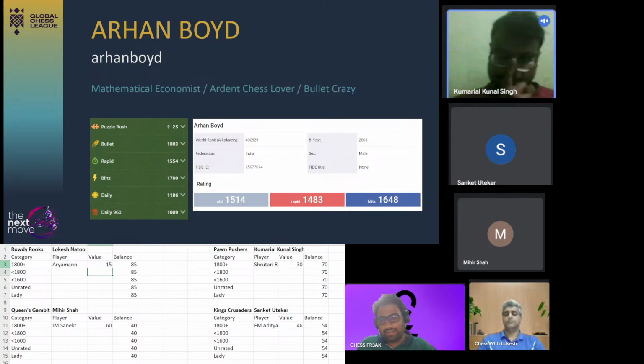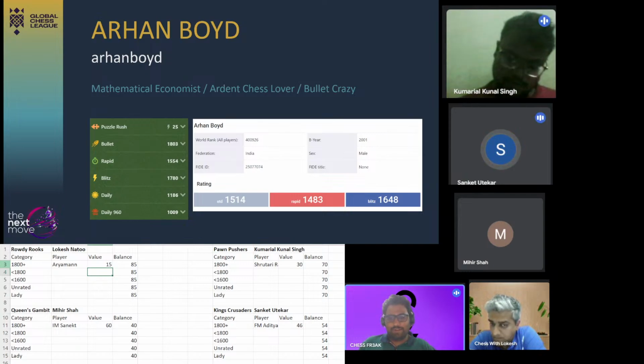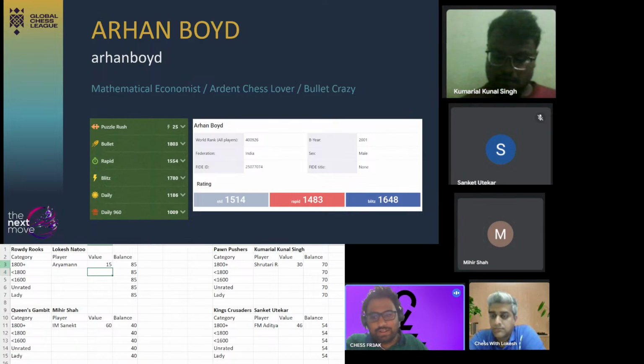22. 22 points, says Kings Crusaders. 22 points for Aaron Boyd. 25. 25 points. Lokesh Natu knows him personally, so Lokesh Natu is going all out. Lokesh Natu says 25 points. Aaron Boyd, Rowdy Rooks, 25. Do I see any more bids by the pawns, by the kings, or by the Queen's Gambits? 25 points, 26. And with this, I think Queen's Gambit is out of the auction for Aaron Boyd.